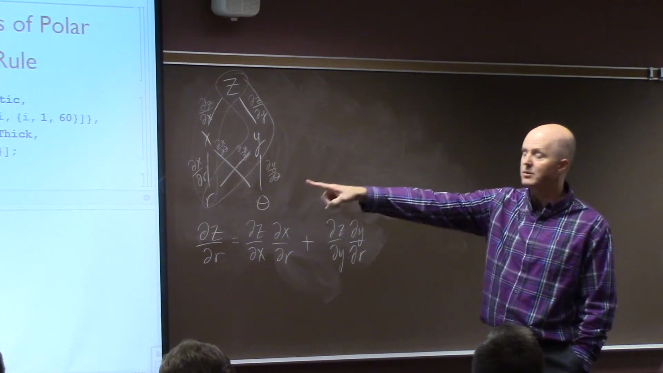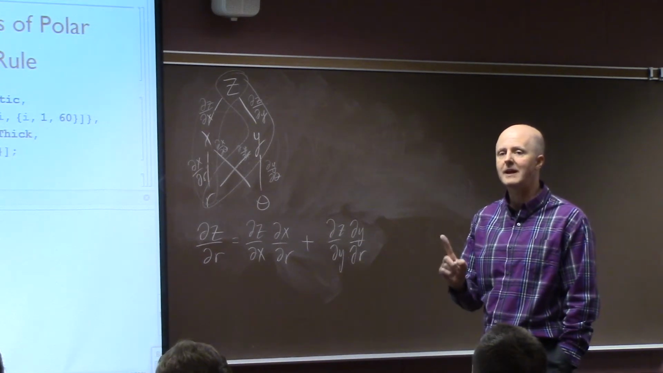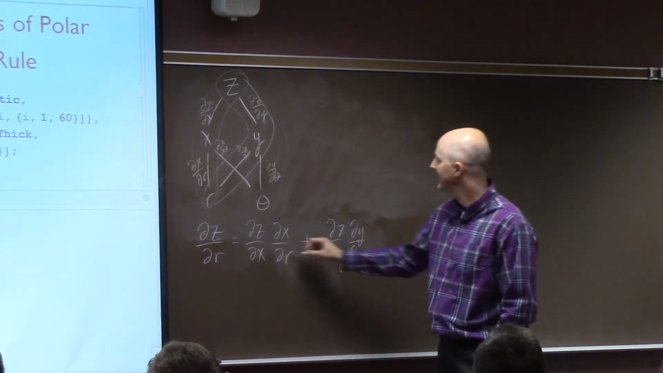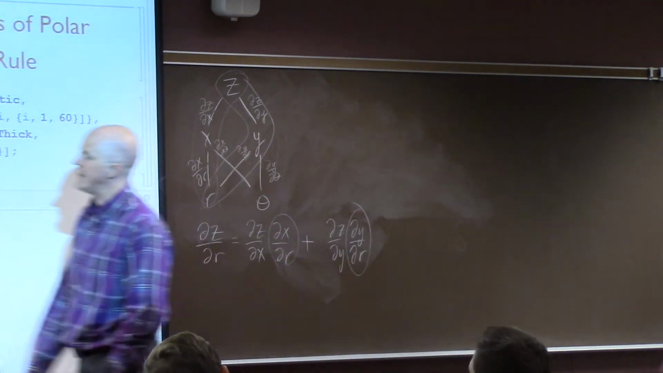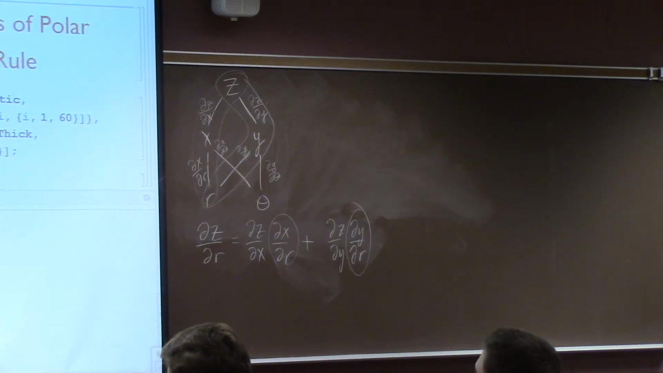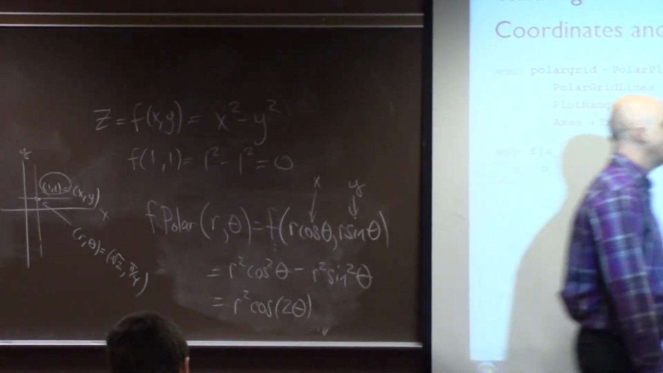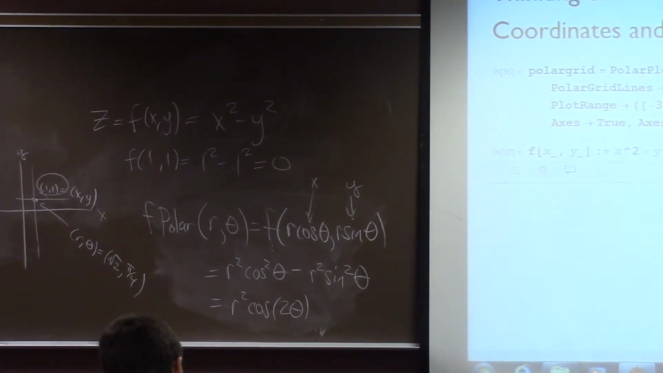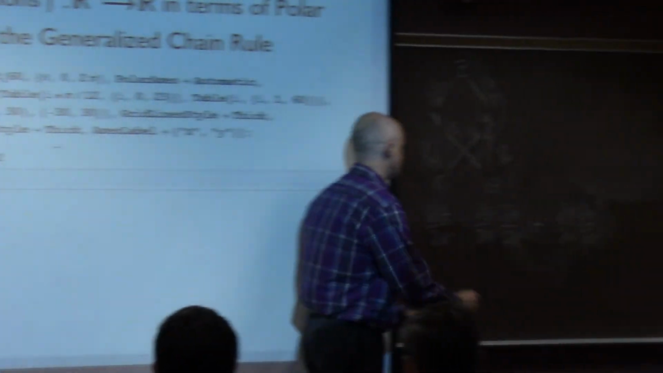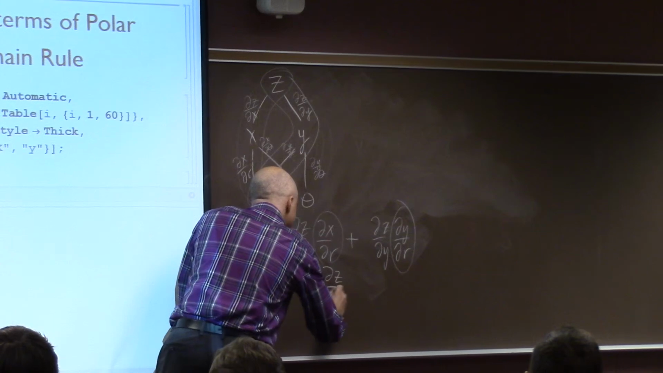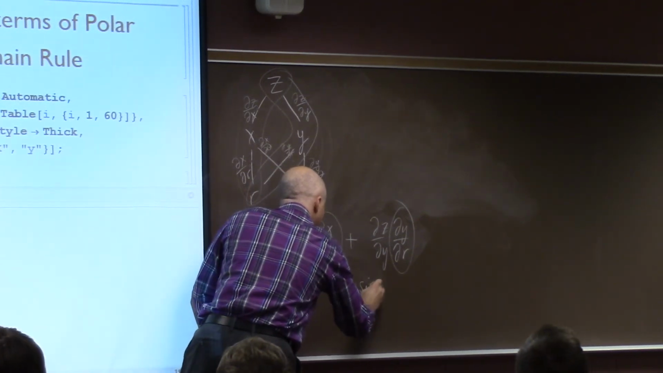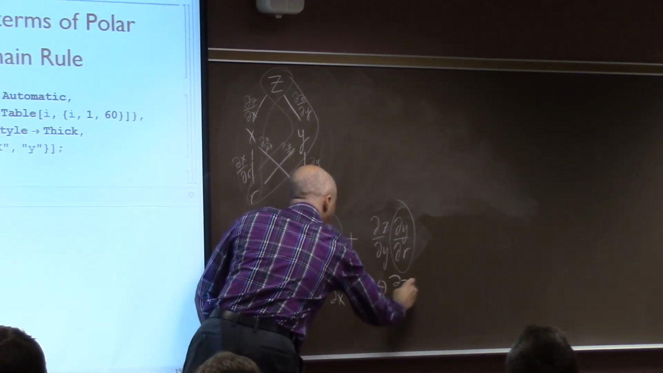What does this equal in this situation? I'm not going to completely simplify it. What I'd like to do in the minute we have remaining is replace dx dr and dy dr with what they equal, based on the fact that that's x and that's y. Differentiate both of those with respect to r, and you get cosine theta for the first one, sine theta for the second one. This reduces to cos theta dz dx plus sine theta dz dy.